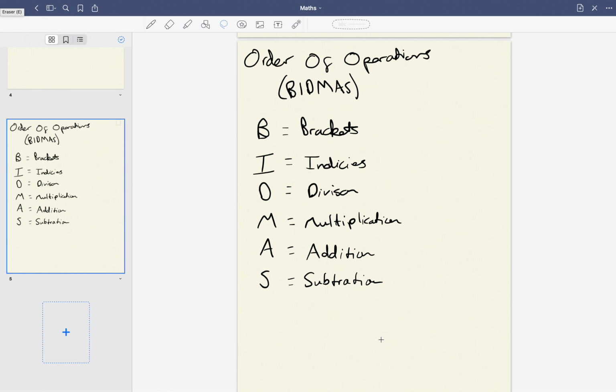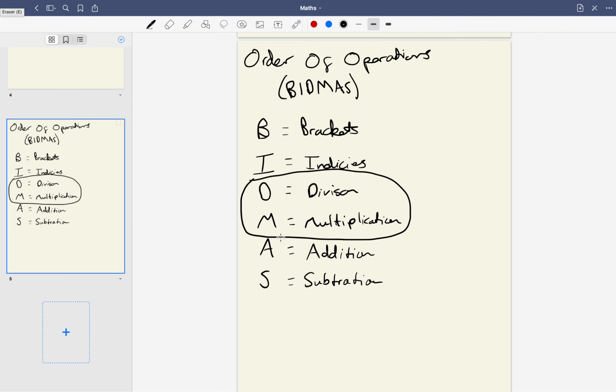Today we're going to be taking a quick recap look at the order of operations, which is also known as BIDMAS. So BIDMAS is the acronym that represents the order of operations and how it all works. When you write out this acronym, these letters stand for different things. The B stands for brackets, I stands for indices, D stands for division, M for multiplication, A for addition, and S for subtraction.